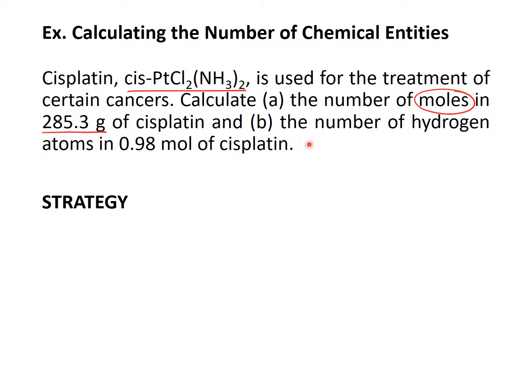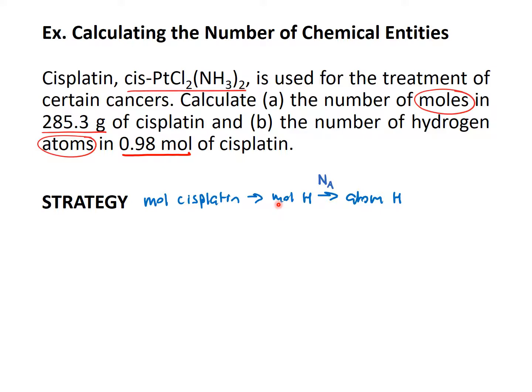In part B, we were asked to calculate the number of atoms of hydrogen in 0.98 moles of cisplatin. Now, as we'll see, this is actually a multi-step calculation. In order to calculate the number of atoms of hydrogen, we will first need to calculate the number of moles of hydrogen, and in order to calculate that, we need the number of moles of cisplatin. The number of hydrogen atoms can be calculated from the number of moles of hydrogen using Avogadro's number.